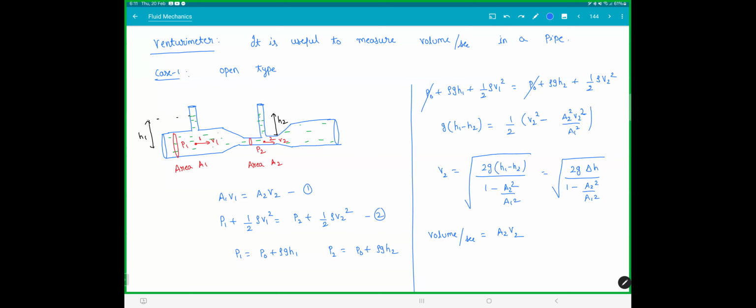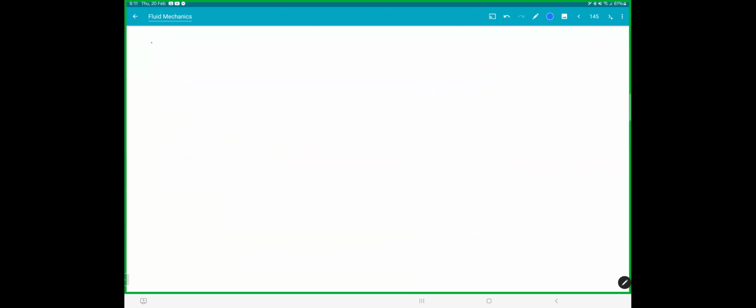So we have a second version of it, a closed type. That's what we actually use in the gas meter. Let me show you that. Is this clear, everyone? Turn the page. Case 2, the closed type venturimeter. A manometer is connected.